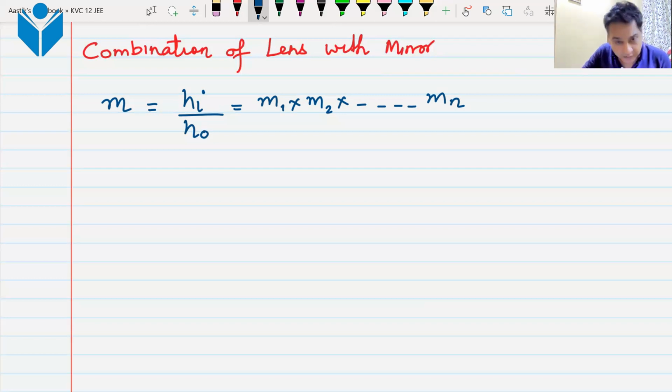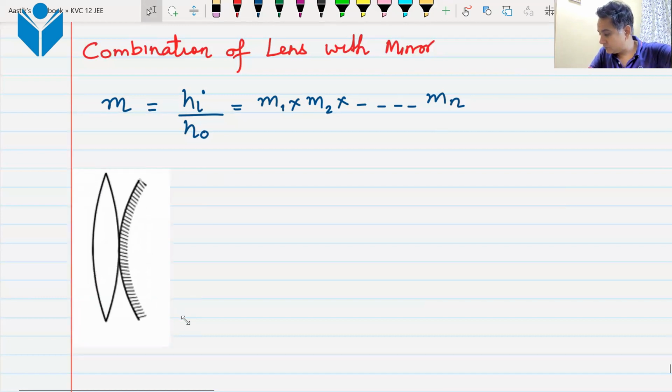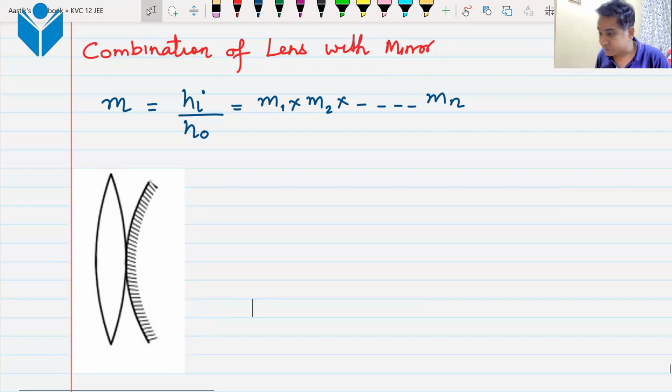Okay. Now, having said that, let us move on to combination of a lens with a mirror. What will happen if I combine a lens and a mirror? How does it effectively act? Does it act as a lens or does it act as a mirror? For example, this is a combination, and again, I am taking this from your module itself.